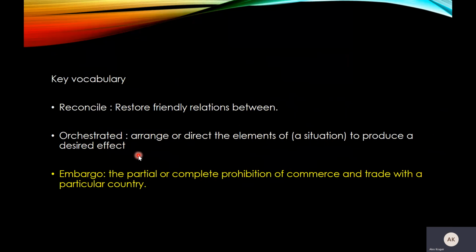And then the embargo, which is important because you'll need to know that. Well, they're all important, but this one especially. The partial or complete prohibition of commerce and trade with a particular country. So it's when you stop trading with a country.